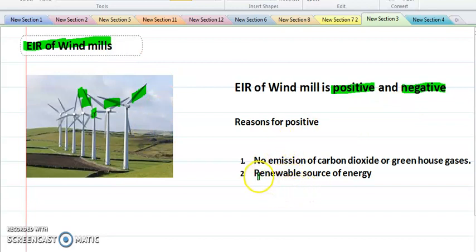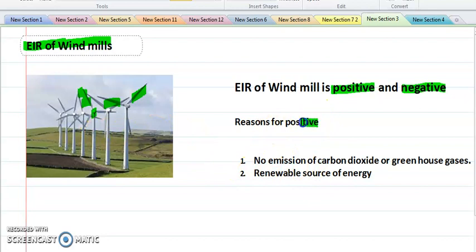The second reason for their EIR to be positive is using a renewable source of energy, which is wind. So of course, no fuel burning will be involved. And it is even replaceable by nature. So this source has no danger of extinction. So we can say its EIR is positive because of that.